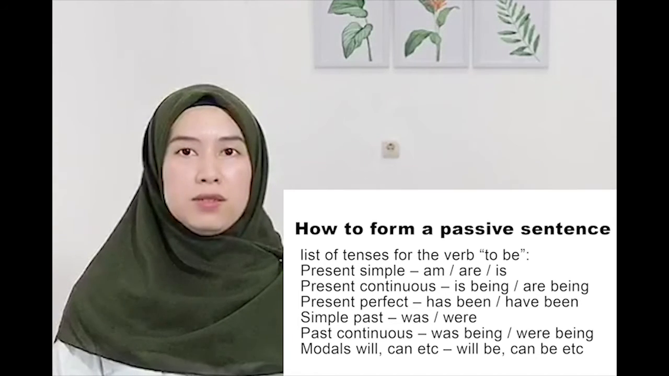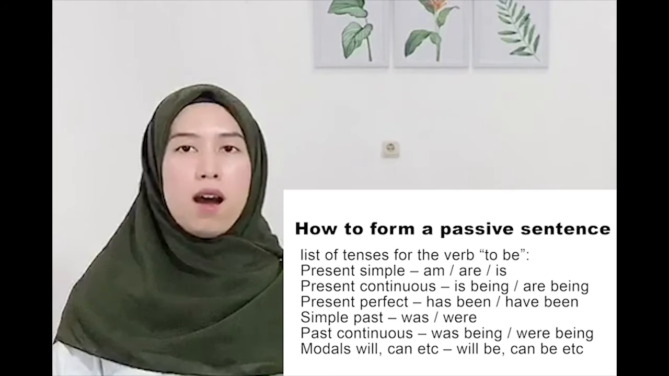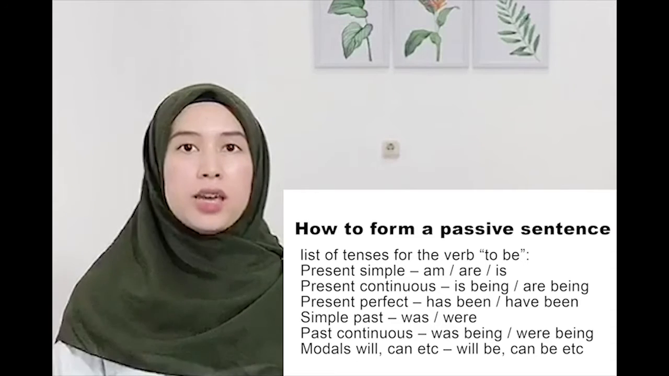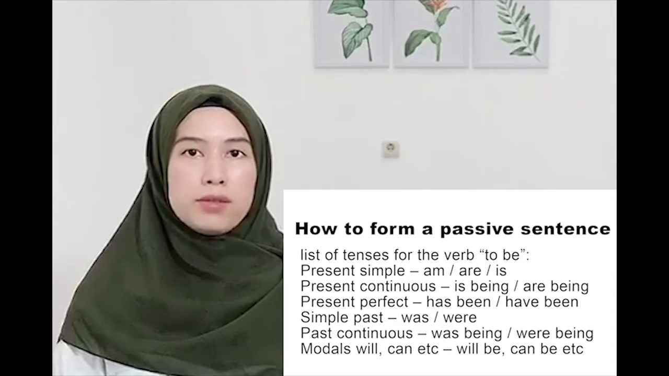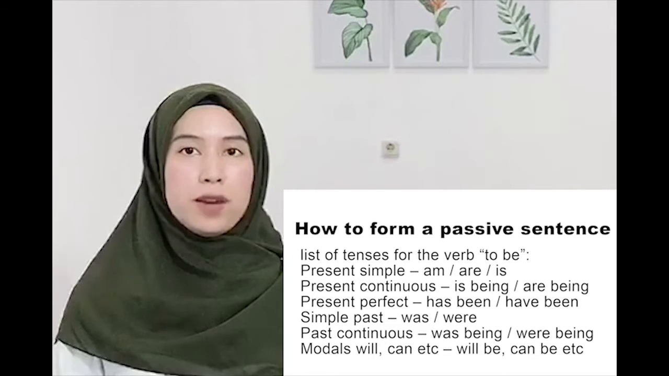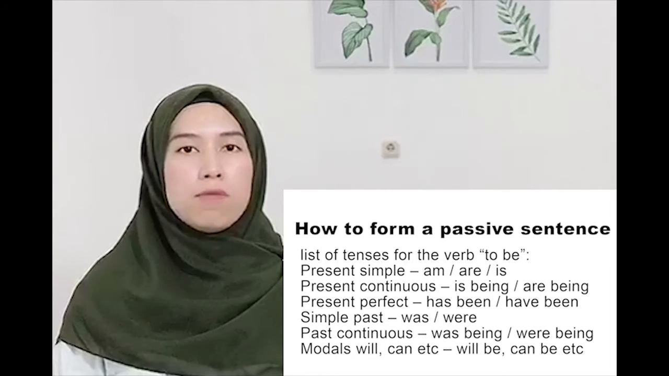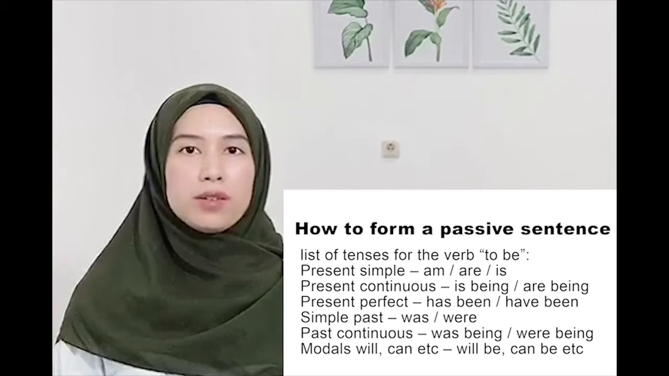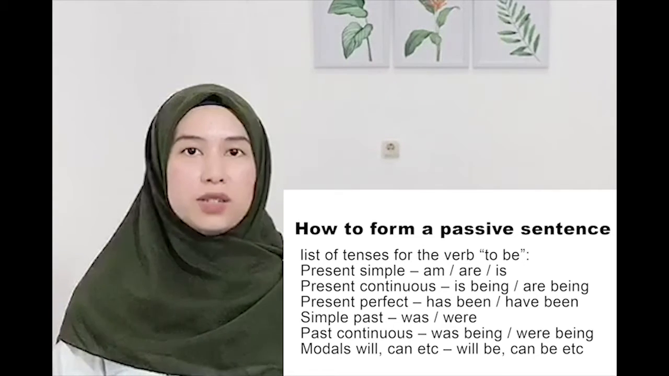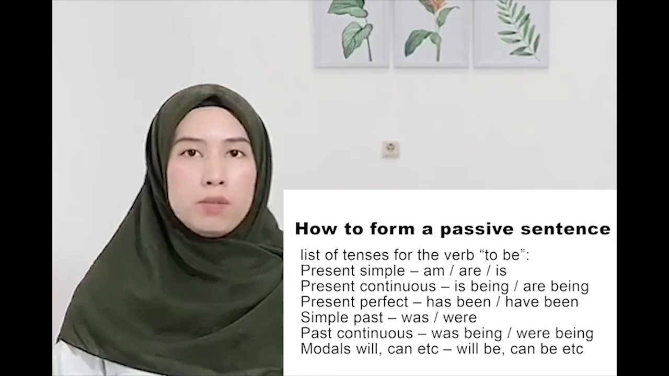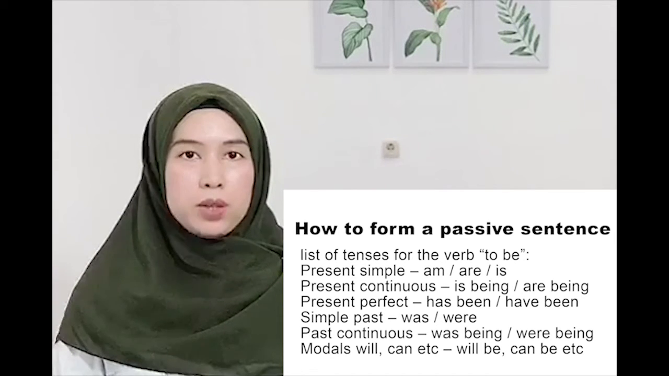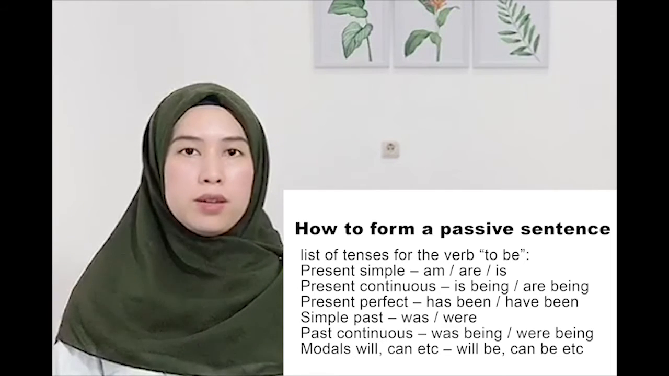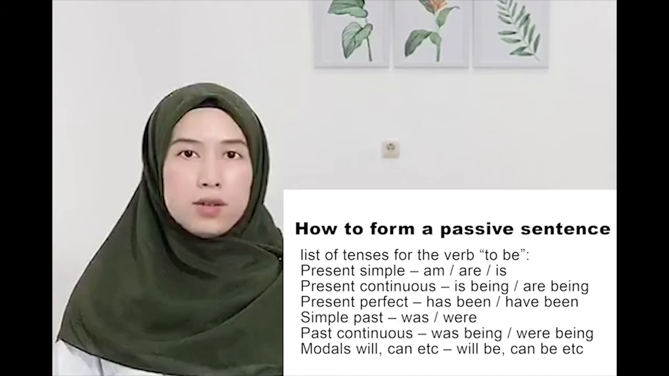Present simple, am, or are, or is. Present continuous, is being or are being. Present perfect, has been or have been. Simple past, was or were. Past continuous, was being or were being. Modals, will, can, etc. Will be, can be, etc.